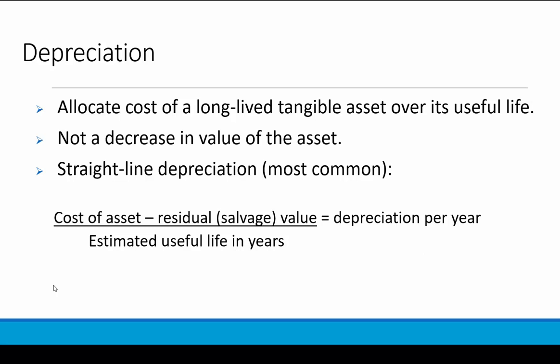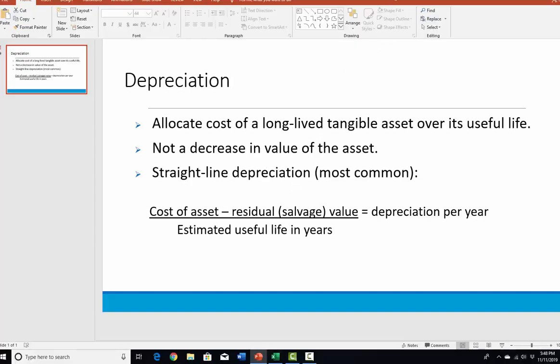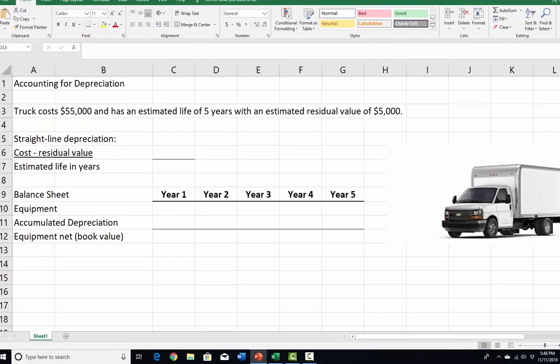Now, if you have less than a year, so say you buy your asset on November 1st, and you're only going to depreciate 2 months in that year, if you have a December 31st year end, in that case, you have to take your depreciation per year and multiply it by, say, 2 over 12. Okay? But the example that we're going to look at today is just a simple example, and it shows full years of depreciation. Okay? All right, so let's see what we have here.